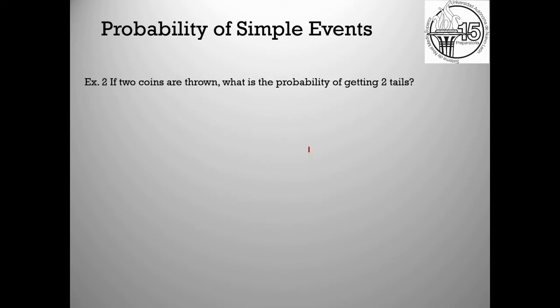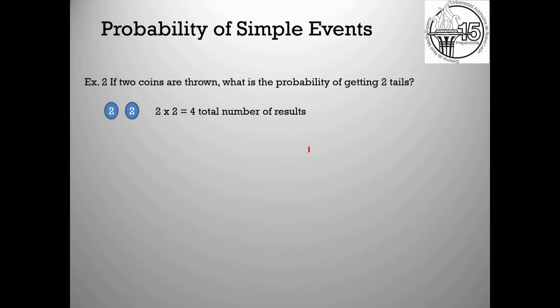Let's see the following sample. If two coins are thrown, what is the probability of getting two tails? First, we need to know all the possible answers that we can get by throwing 2 coins. We will use the counting techniques that we saw in the last stage. In 1 coin we have 2 possible answers. In the second coin we also have 2 possible answers. So we will have 4 as the total number of results.